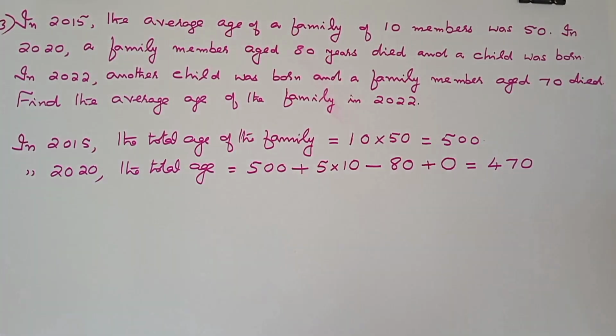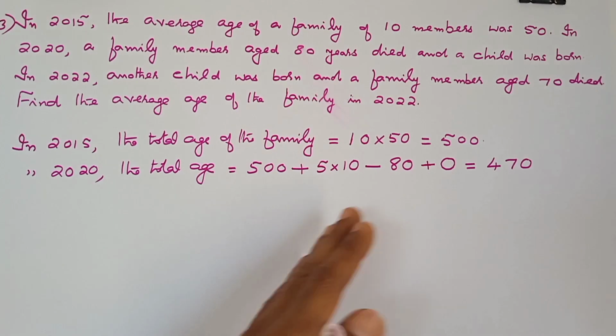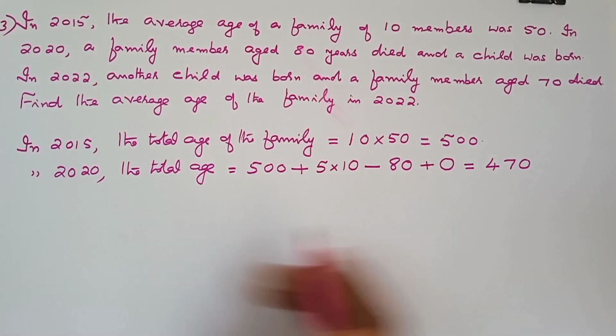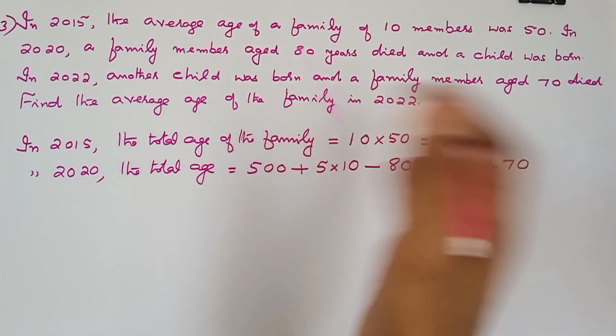Now 470 is the total age of the family. And how many people are there in 2020? The same number as we started with, 10, because one death, one birth. So the number of people in the family does not change. So if you take the average for 2020, this will be divided by 10. But that's not what we are asked to find out.